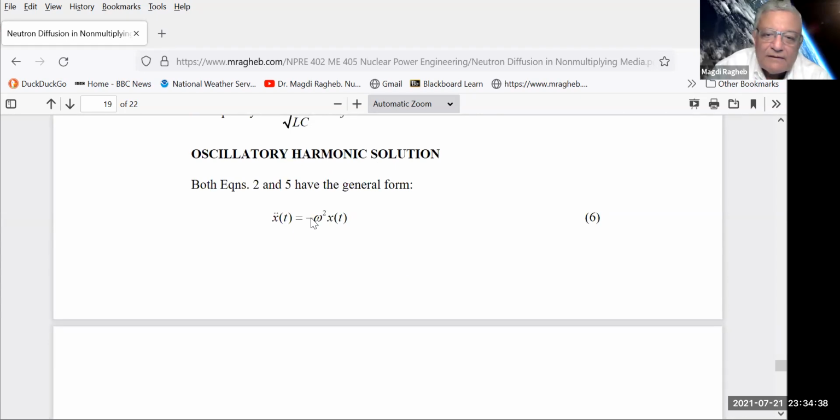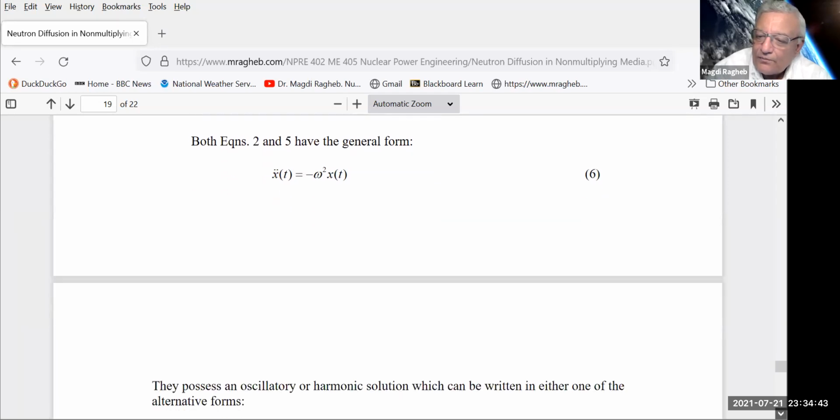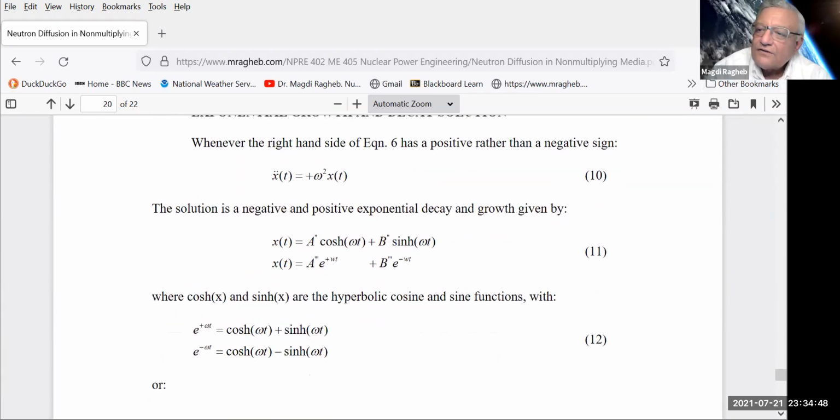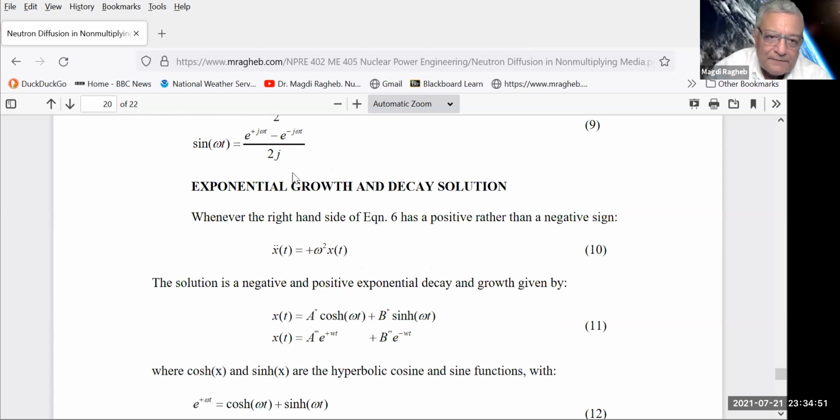What if we have a positive sign? You may or may not have dealt with that before, but if you have a positive sign, the differential equation becomes very different. It becomes a situation of exponential growth or exponential decay. So with a positive term here instead of a negative term, the solution takes the shape of a hyperbolic cosine plus a hyperbolic sine. So we write here e to the plus omega t, and here e to the minus omega t. Notice that the j, the square root of -1, does not appear in that case.